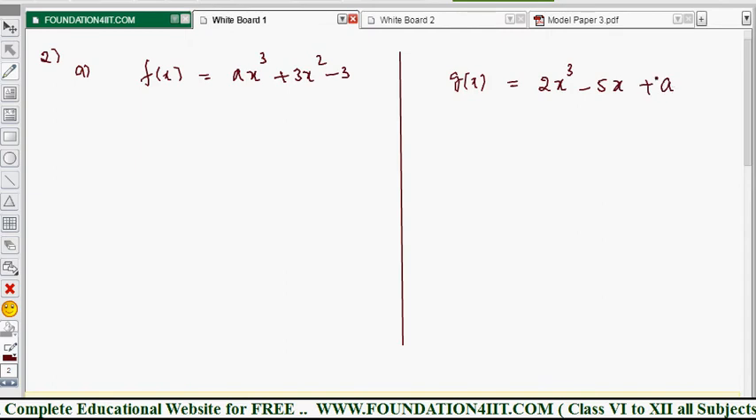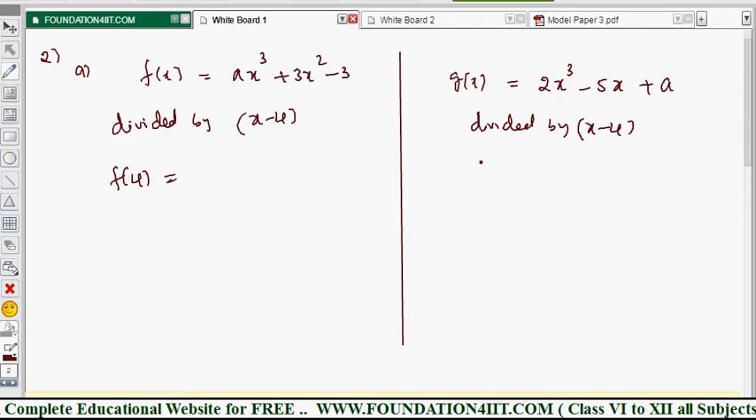When f of x is divided by x minus 4, the remainder is f of 4. Because it is x minus 4, we can find f of 4. And when g of x is divided by the same x minus 4, we can take the remainder as g of 4. So in the place of x, we can substitute the value 4.